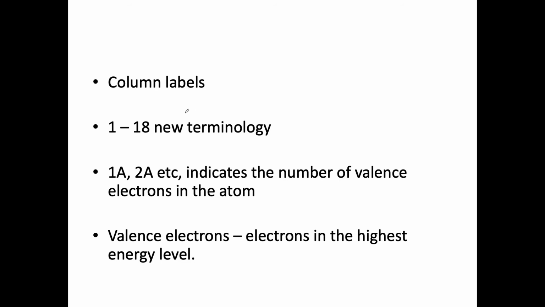The labels of the columns, 1 through 18, are the new terminology. That's the newest way we do things. Here in the States, we still like to go 1A, 2A, especially in teaching, because that actually tells us the number of valence electrons, or reactive electrons, in the atom. We're going to say the valence electrons are the electrons in the highest energy level. We're going to stress more on this in chapter 4, and in chapters 6, 7, 8, 9, and so on.